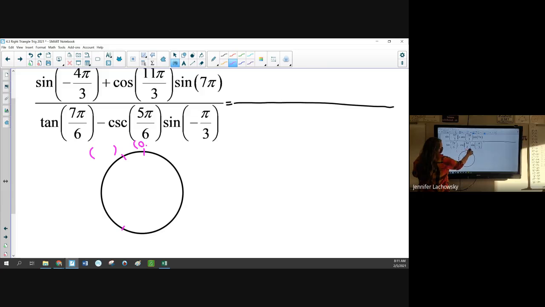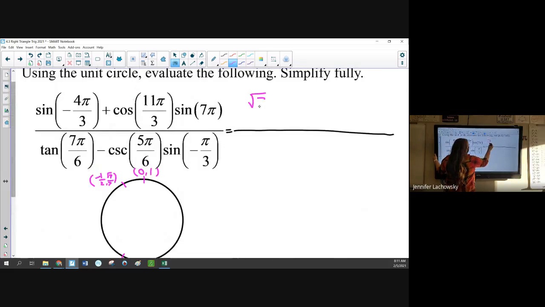That is 0, 1, so that's negative 1/2, square root of 3 over 2. So what's sine of that? Okay, so square root of 3 over 2. Plus. Okay. Now let's do cosine of 11/3 pi.